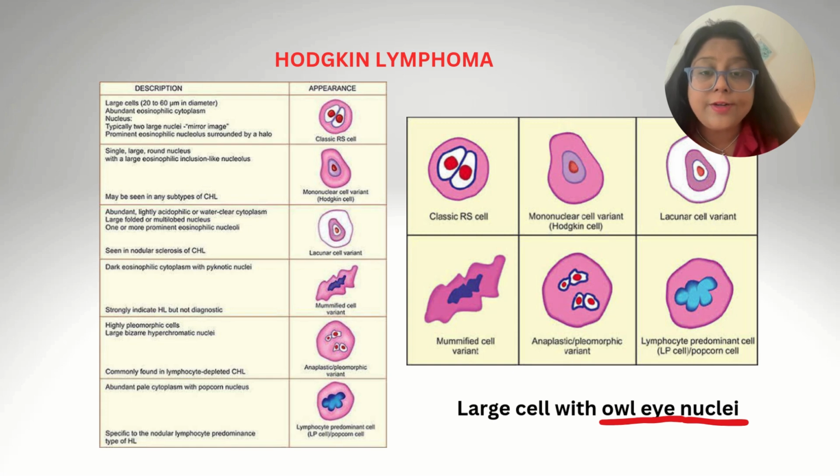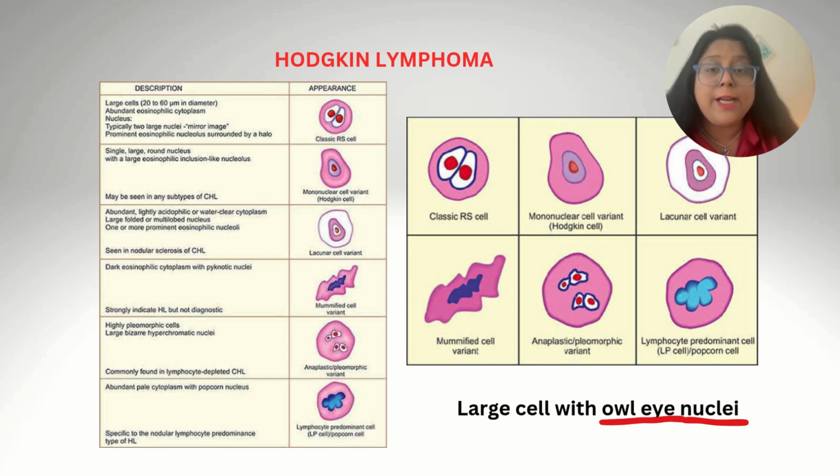Other types of Reed-Sternberg cells are mononuclear cell variant, which is also known as Hodgkin cell, lacunar cell variant, which is seen in nodular sclerosis types of classic Hodgkin's lymphoma. Then there is a mummified cell variant, which is not pathognomonic of any type of Hodgkin's lymphoma. The other variant is pleomorphic variant, which is seen in lymphocyte depleted classic Hodgkin's lymphoma. And lymphocyte predominant Hodgkin's lymphoma shows popcorn type of Reed-Sternberg cells.